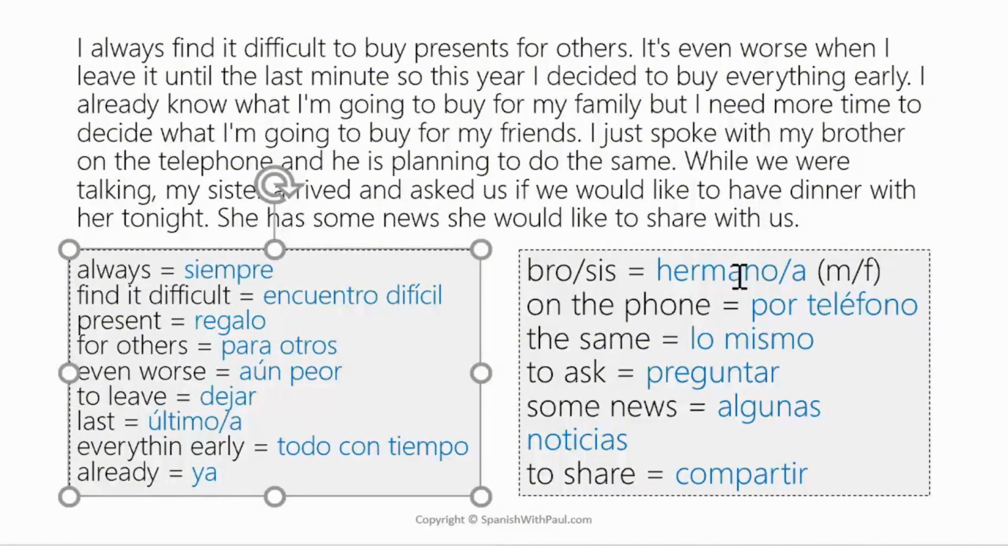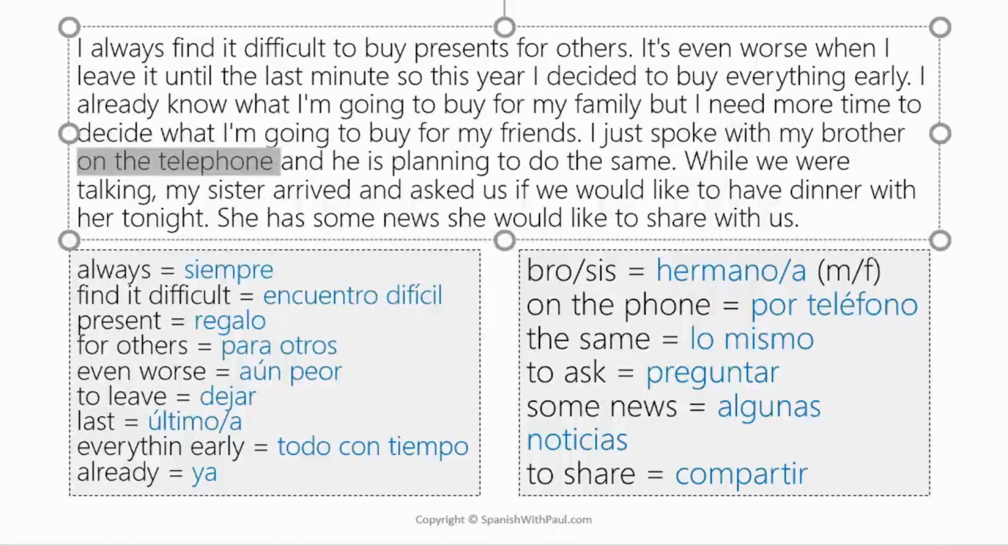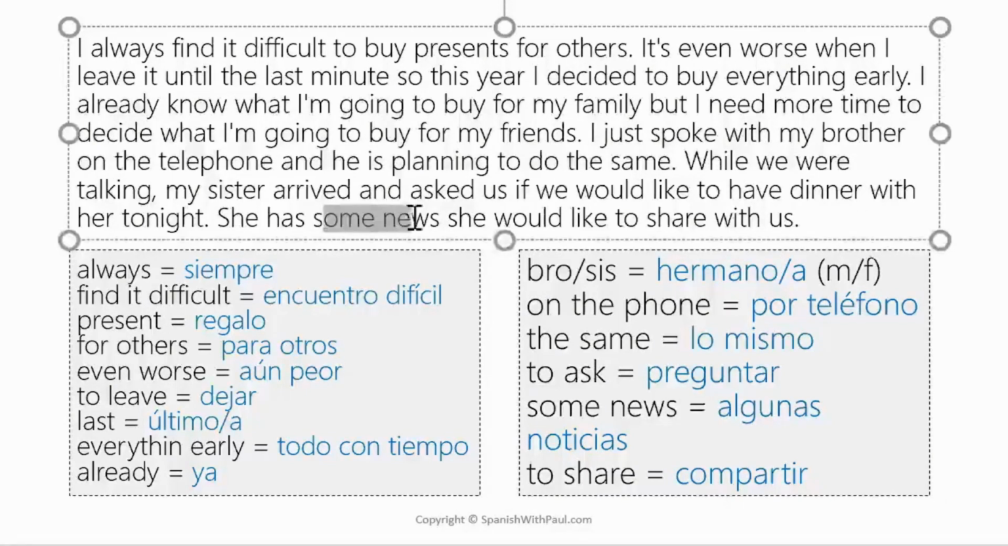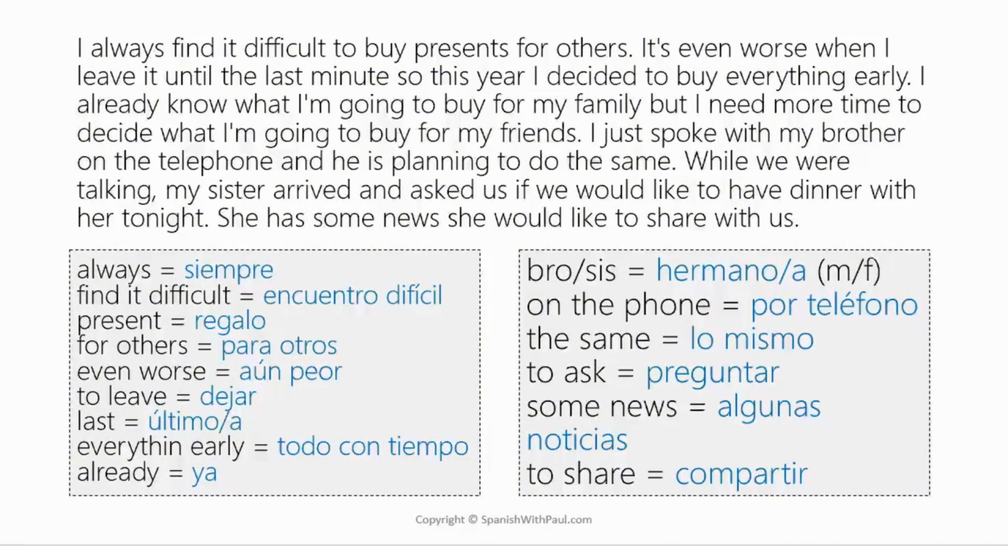Then for brother or sister, you have hermano or hermana. And on the phone would be por teléfono. So we're right about here on the telephone, por teléfono. We already know the verb to plan from the last translation, planear. And the same would be lo mismo, which is here. Then the verb to ask is preguntar. And some news is algunas noticias. Finally, we have the verb to share, which is compartir. Pause now and give the translation your best shot.